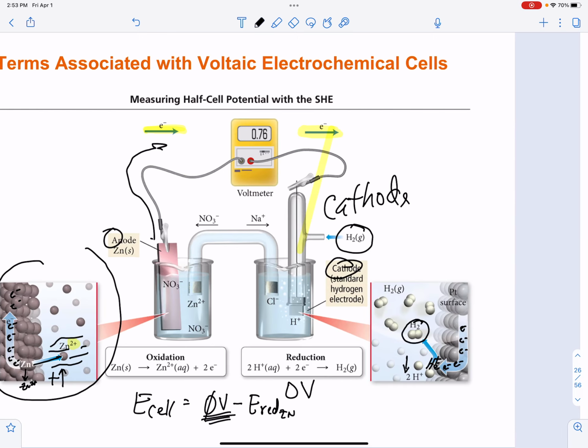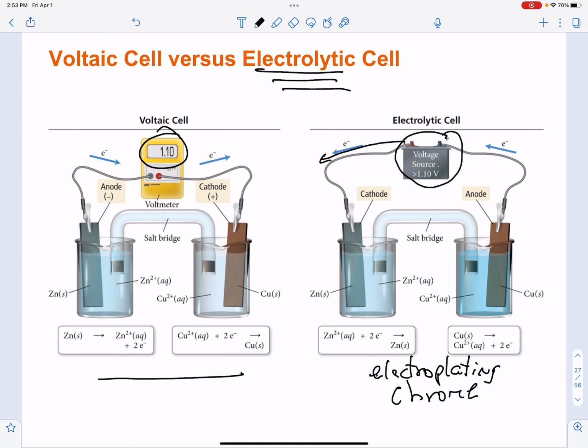So for right now, just be aware, we're not going to go too much into detail until we do a lab, one of the labs that we do toward the end. For right now, just know that an electrolytic cell consumes energy. It needs an energy source. The galvanic or voltaic cell produces energy from a chemical reaction.